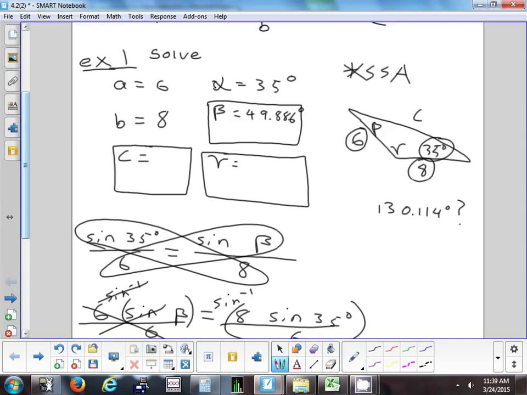So we're going to write it down. We'll call the first answer beta 1, our first beta. And then we'll have beta 2. Well, if there's two answers for beta, what else do you think that means? Two answers for gamma. Yeah, there's two answers for gamma. And if there's two answers for gamma, there's two answers for C.